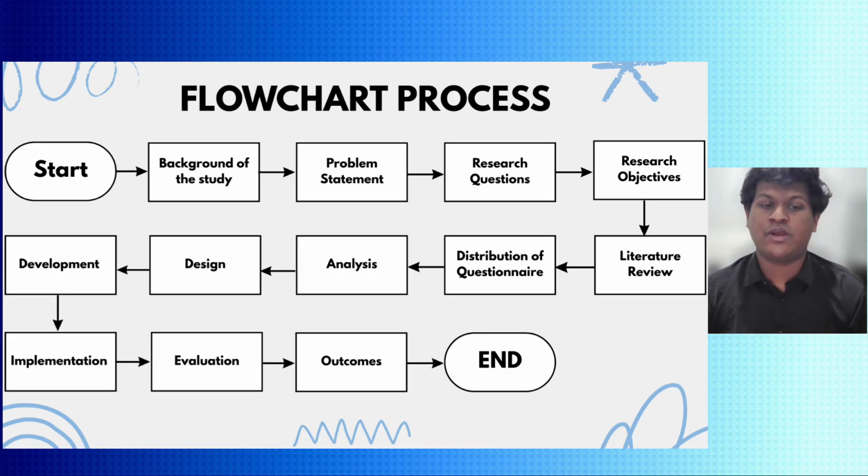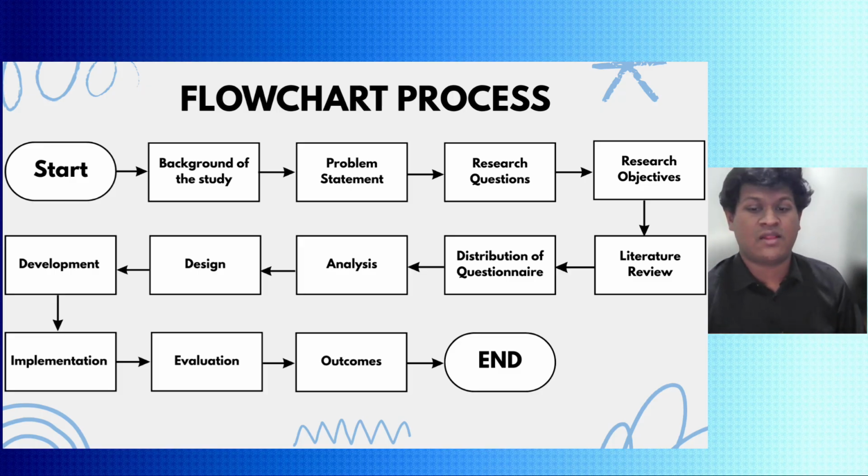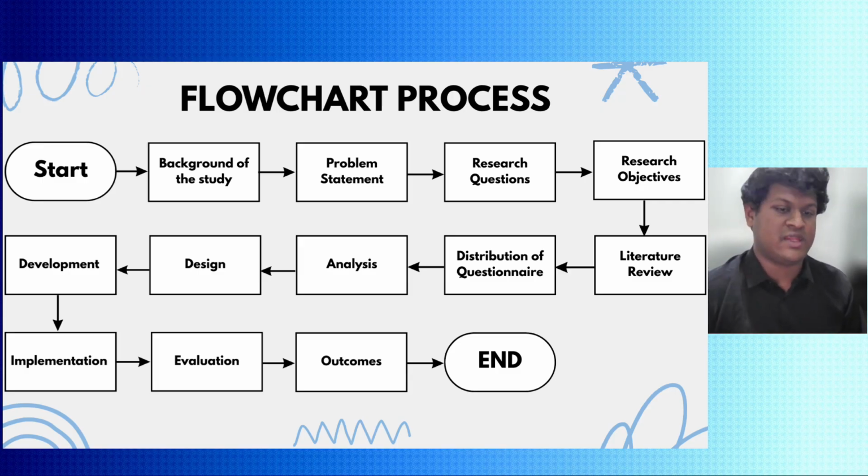Next is the distribution of questionnaires and analysis. First of all, a questionnaire is distributed to target respondents to gather their opinions about the current student attendance system in MSU. Next is the analysis, where we analyze biometric accuracy, GPS precision, and compatibility across different devices like Android or iOS. A risk analysis is performed for the ethical treatment of sensitive data.